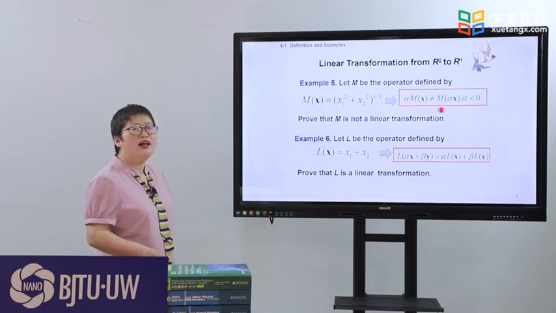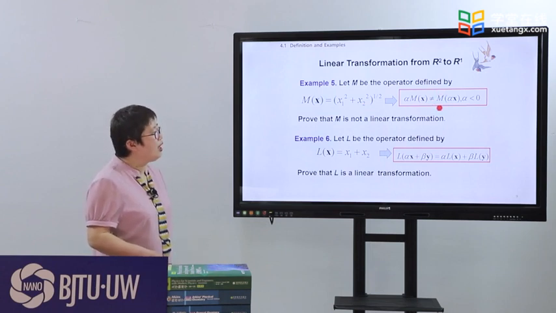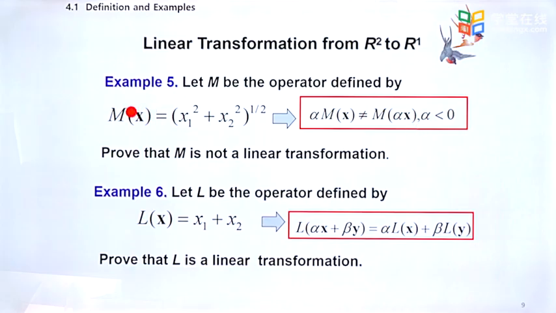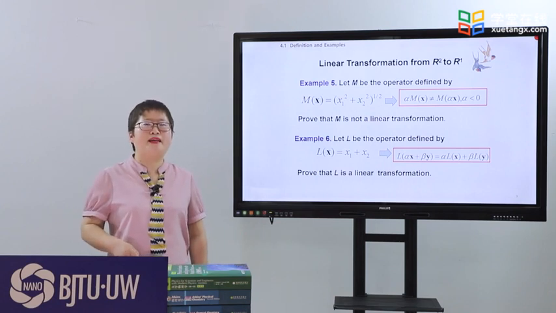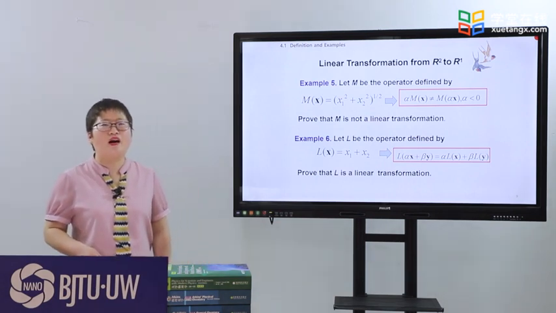The answer is no, because if you compute N(αx), you can put α in: (α²x1² + α²x2²)^(1/2). When you take the scalar out, it should be the absolute value of α times N(x). So when α is smaller than 0, you have this inequality: N(αx) does not equal αN(x). Hence, this operator is not a linear operator.